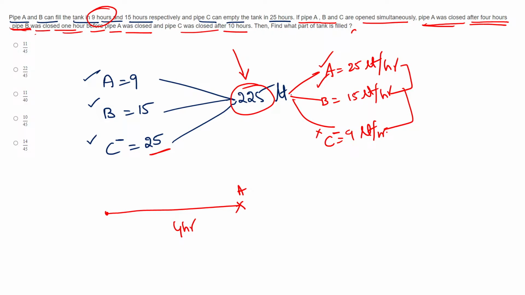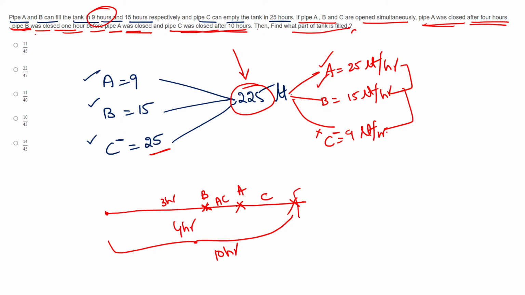Pipe B was closed 1 hour before pipe A was closed. That means if you are closing pipe A here, you are closing pipe B somewhere here. That means you can say after 3 hours of starting. Now after closing pipe B, you are going to have A and C here, but from this point onwards you are going to have just C. And he is saying that pipe C was closed after 10 hours. So from here pipe C was closed somewhere here after 10 hours. Then find what part of the tank is filled. That means you need to find out how many liters are remaining in the tank. Okay, just do that.